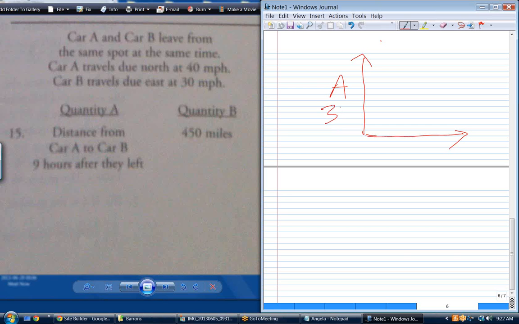360 miles. How far has car B gone? 180 miles. 30 times 9. Sorry, 270. Okay, and they want the distance from car A to car B, so they want the hypotenuse of this triangle. Aha, we got the geometry before we thought we were going to.